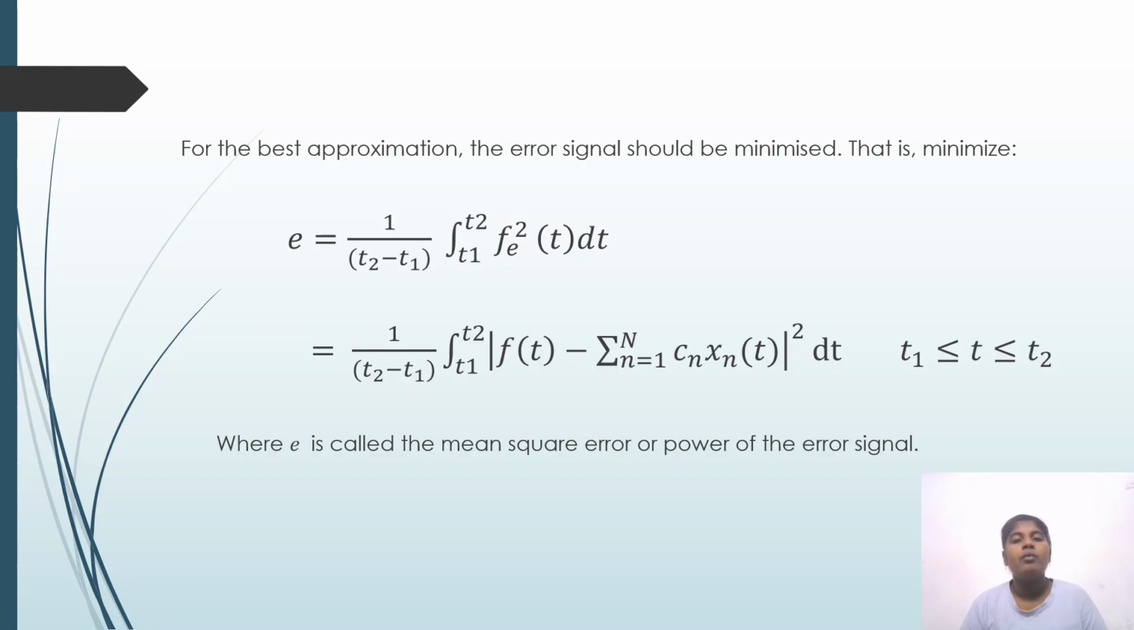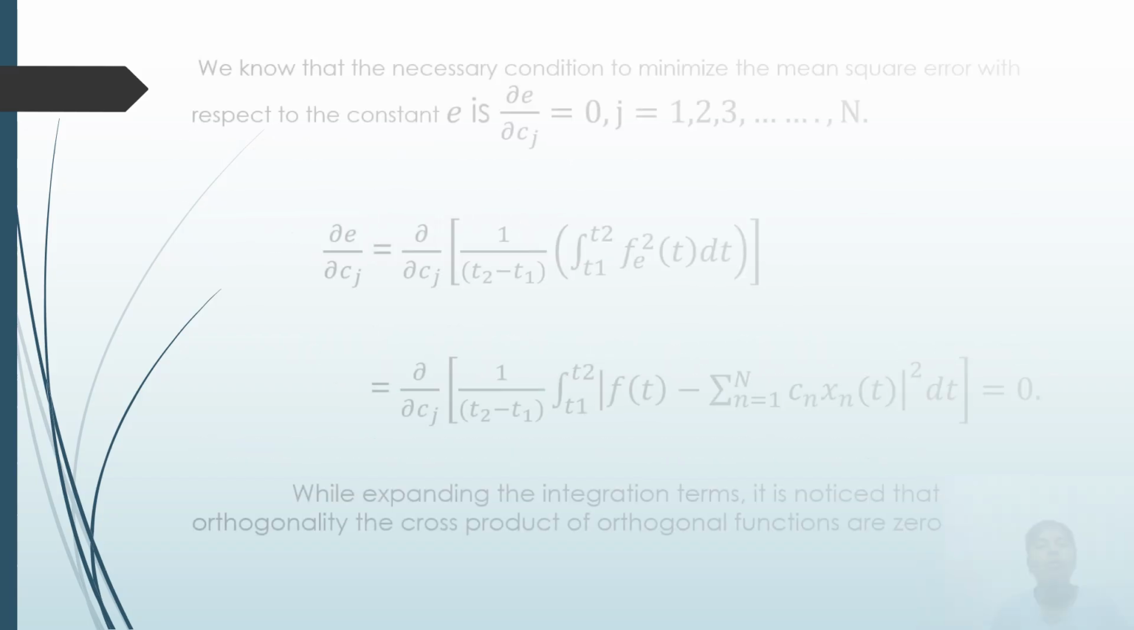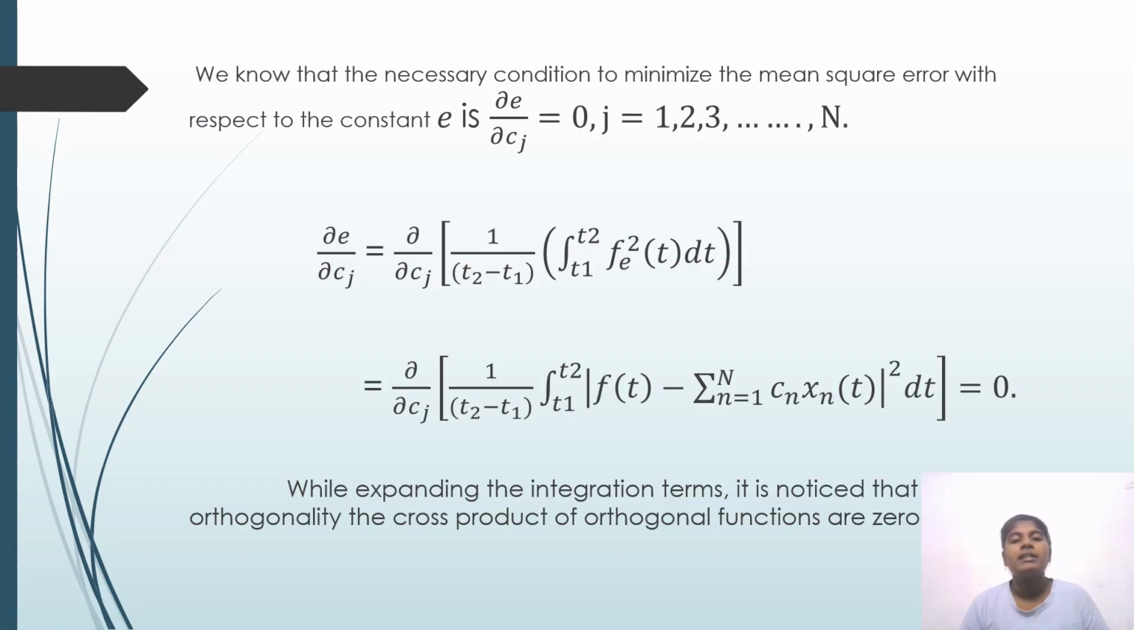Next, we know that the necessary condition to minimize the mean square error with respect to the constant cj is that the derivative of E with respect to cj equals 0, for j equals 1, 2, 3 and so on up to n. So that implies these equations, which are further given here.